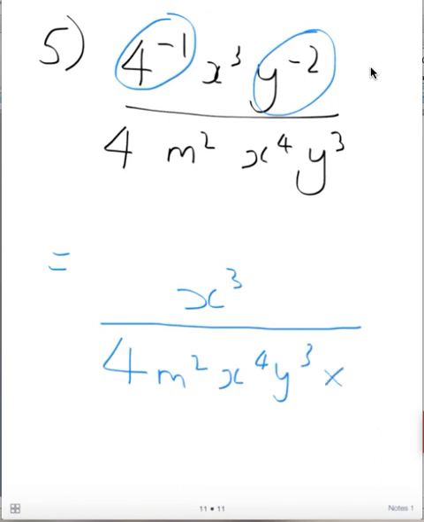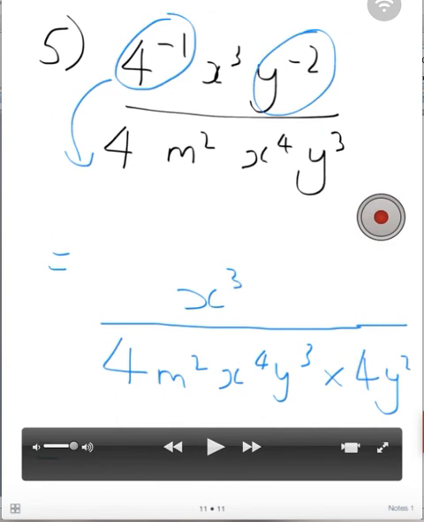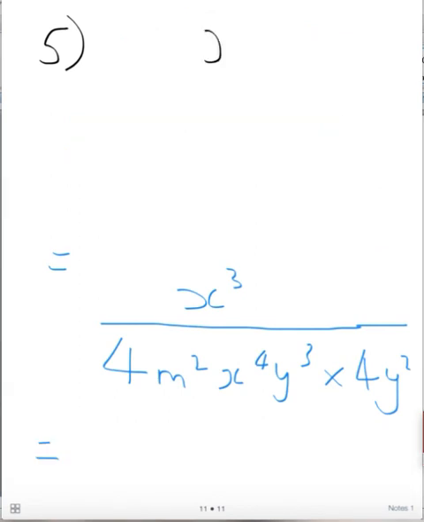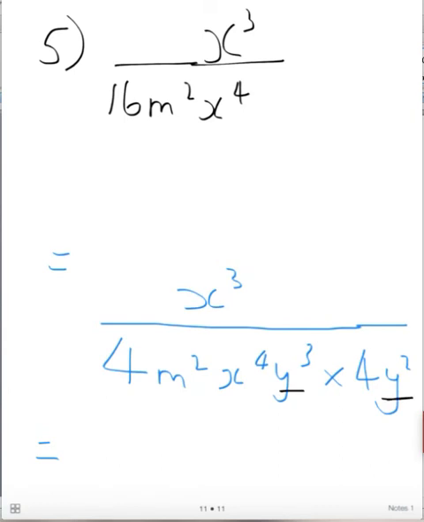And I'll put a times here. So whatever comes on the bottom can go on the end there, just to remind me I'm multiplying it. So this 4 to the power of -1 goes on the bottom, so times 4, and then y will become y squared on the bottom. And now I will multiply what I need to, so I'll just make more room. And so x cubed stays on top on its own for now, and now I've got 4 times 4, which is 16, and then m squared stays the same, x to the power of 4 stays the same, but y cubed times y squared, same base, I add the powers. I end up with y to the power of 5.